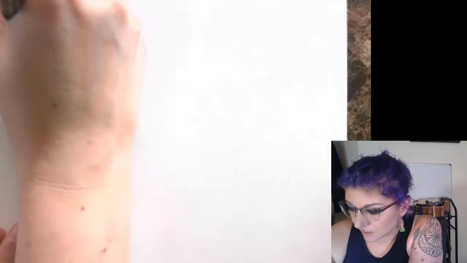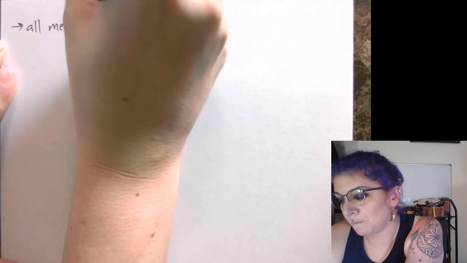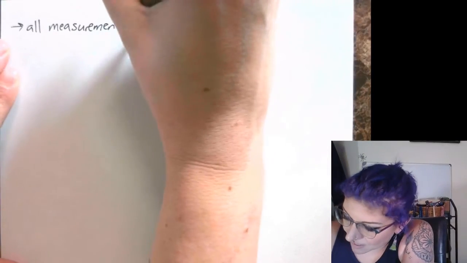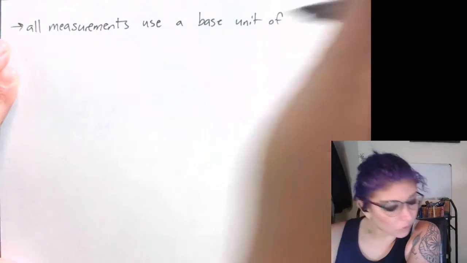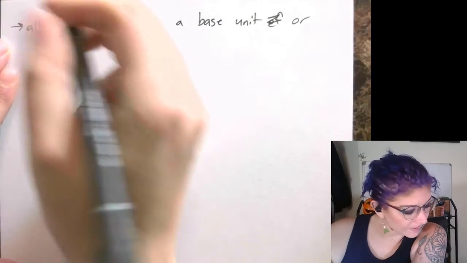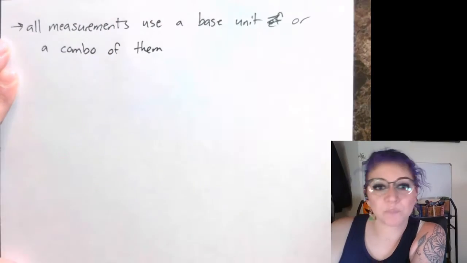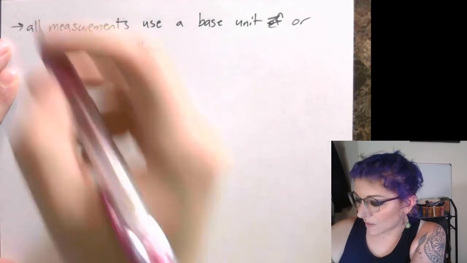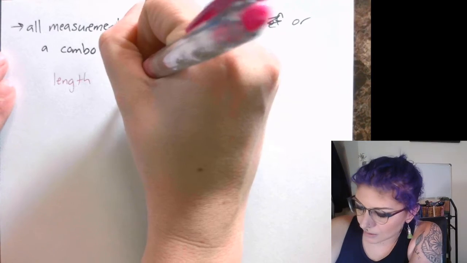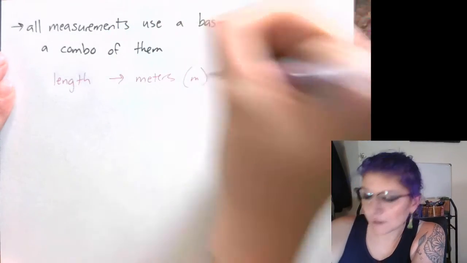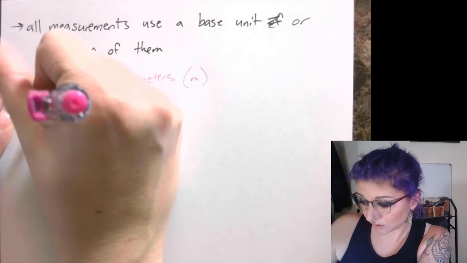All measurements use a base unit or a combination of them. So, for example, we saw that length is in meters. But what about something like speed, right? Or like velocity?